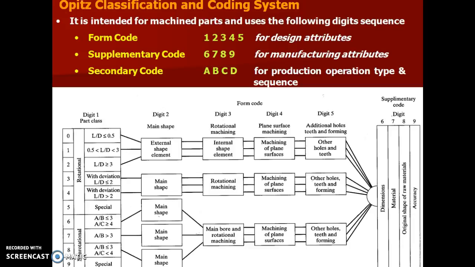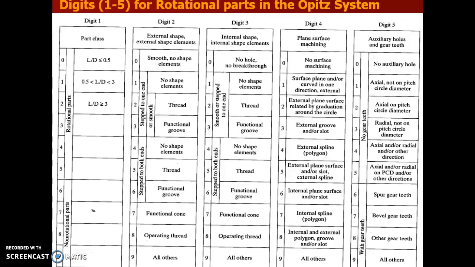Here you can see the form code and the supplementary code explained. Digit 1 discusses the part class, digit 2 the main shape, digit 3 the rotational machining aspect, digit 4 the plane surface machining, and digit 5 the additional holes, teeth and forming required. Digits 6, 7, 8, 9 are the supplementary code, which describes the dimension, the type of material, the original shape of the raw material and the accuracy which is required there.